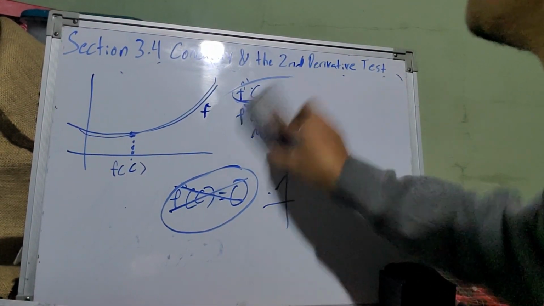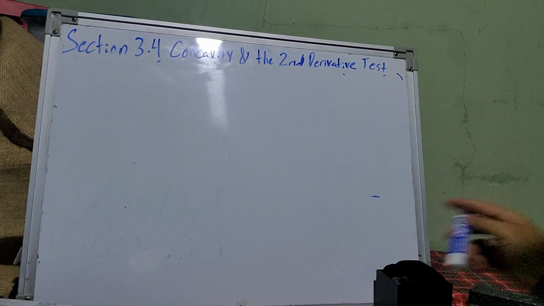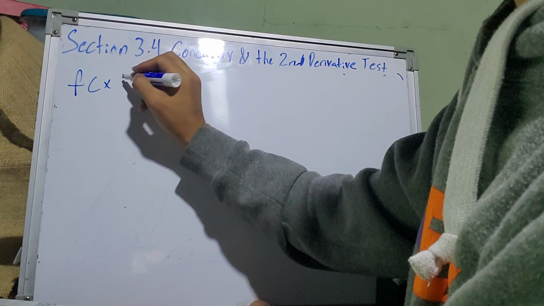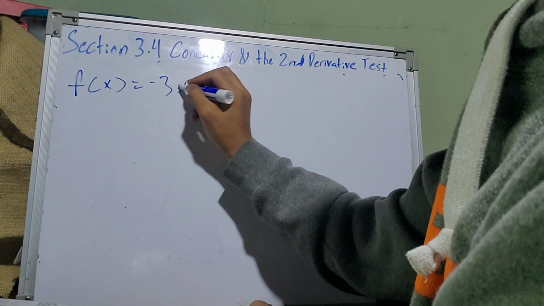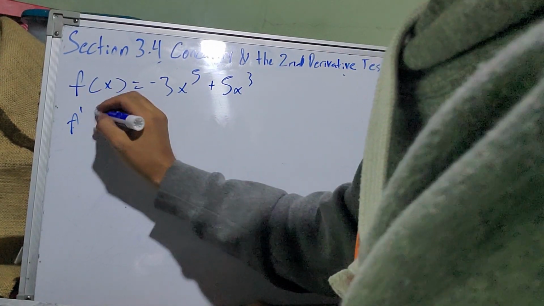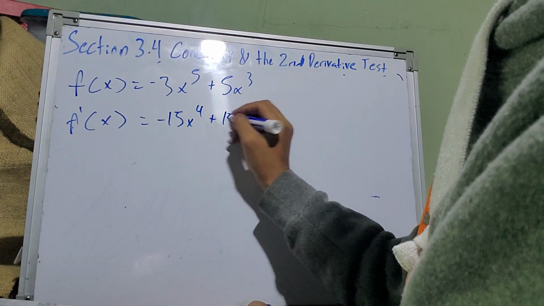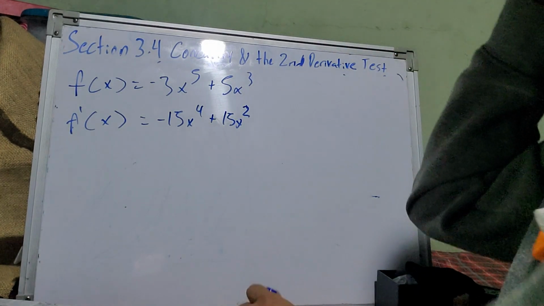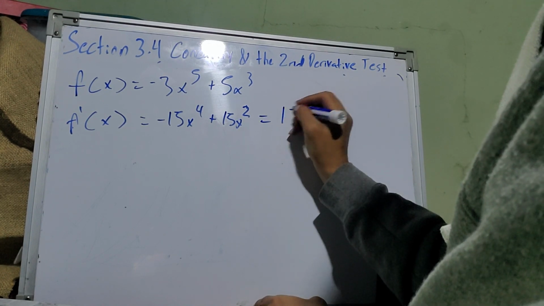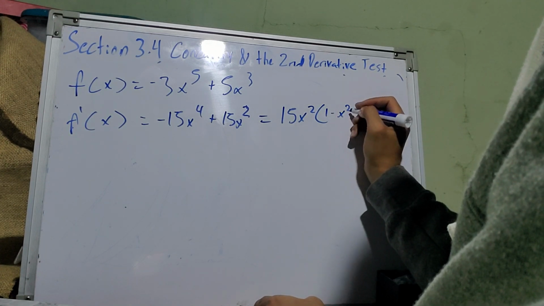There's one more problem presented to us in the slides, in which we can see this practically. Using the function f of x is equal to -3x to the power of 5 plus 5x^3. Finding the first derivative, we get -15x^4 plus 15x^2, which we can simplify into 15x squared times 1 minus x squared.